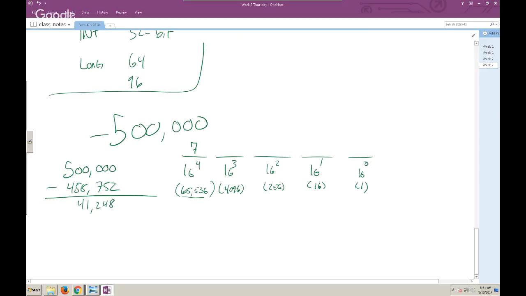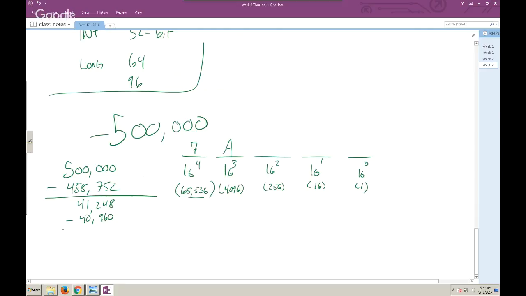Okay. Now, how many factors of 4096 can we pull out of 41,248? Okay. So 10 doesn't exist in hex, so we need to pull out A. Good. Okay. So A times 4096 is? Good one. That's an easy one. You don't even need a calculator for that one. 40,960, right? Just add a 0 because we multiplied by the base.